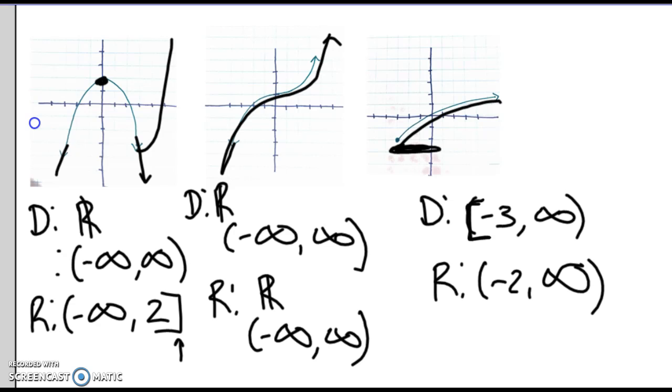These should be brackets. Again, I say, why should they be brackets? That is a closed dot. Since it's a closed dot, it means it includes that point. If that had been an open circle at that location, it would be an open parenthesis.